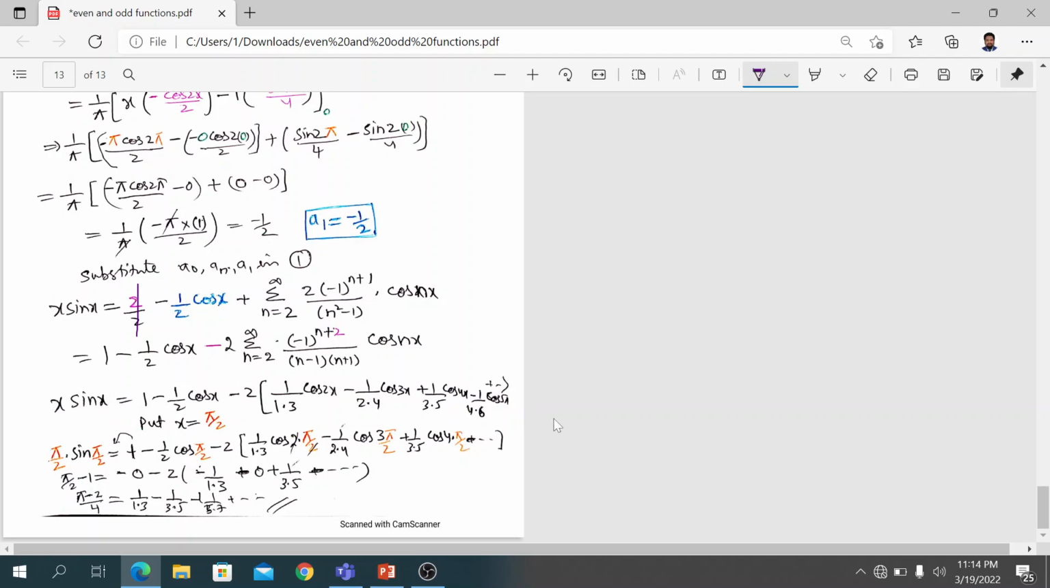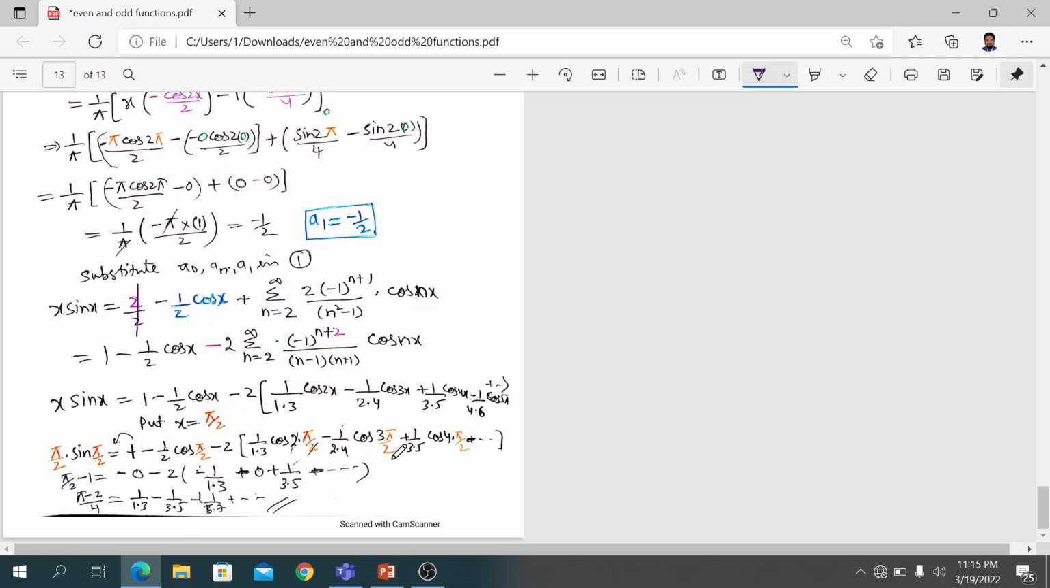Now here put x is equal to pi by 2. Left side pi by 2 sin pi by 2; right side 1 minus 1 by 2 cos pi by 2, here pi by 2, here pi by 2, and so on. This is plus 1, send to that side, it becomes minus 1. Pi by 2 sin 90 is 1. So pi by 2 into 1, pi by 2 minus 1 equals this; sin 90 is 0. 2 cancels, cos pi is minus 1, by 1.3.